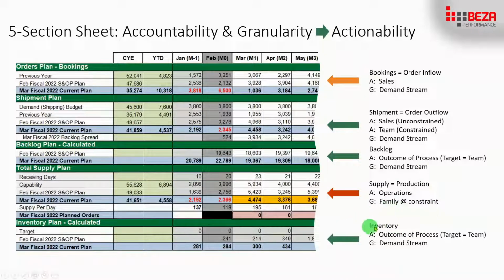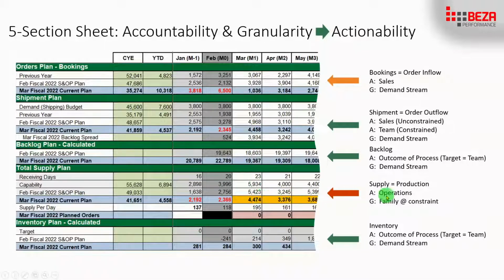The last one here is the inventory side of things. Once again, you picked up on this early with the story you talked about of one of our clients, and I would say it's not just one of them that we've seen that. This accountability is an outcome of the process, a strategic decision, and that's the target. The actual inventory number is a result of the plan, because my inventory going forward is going to be current inventory plus production minus whatever I ship out.